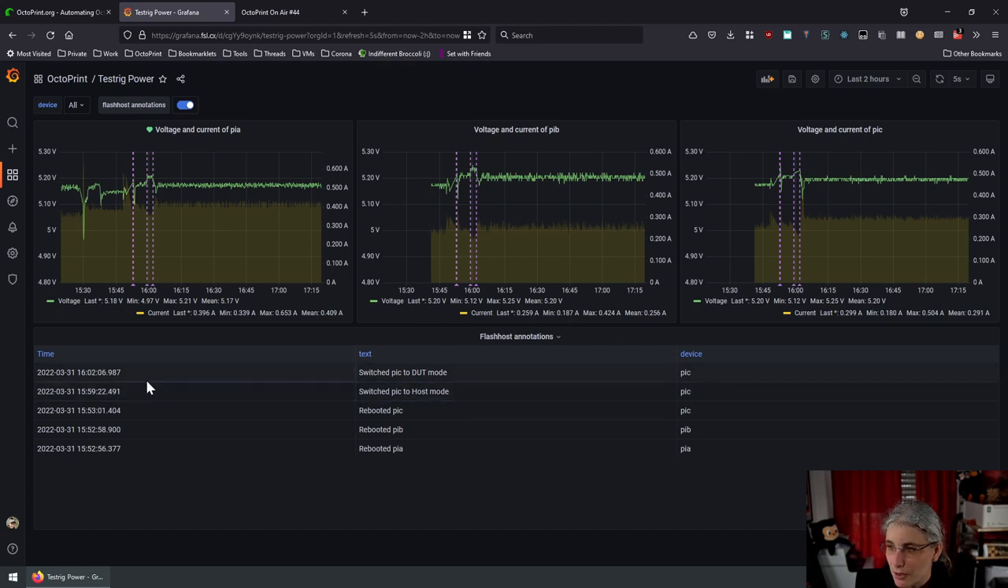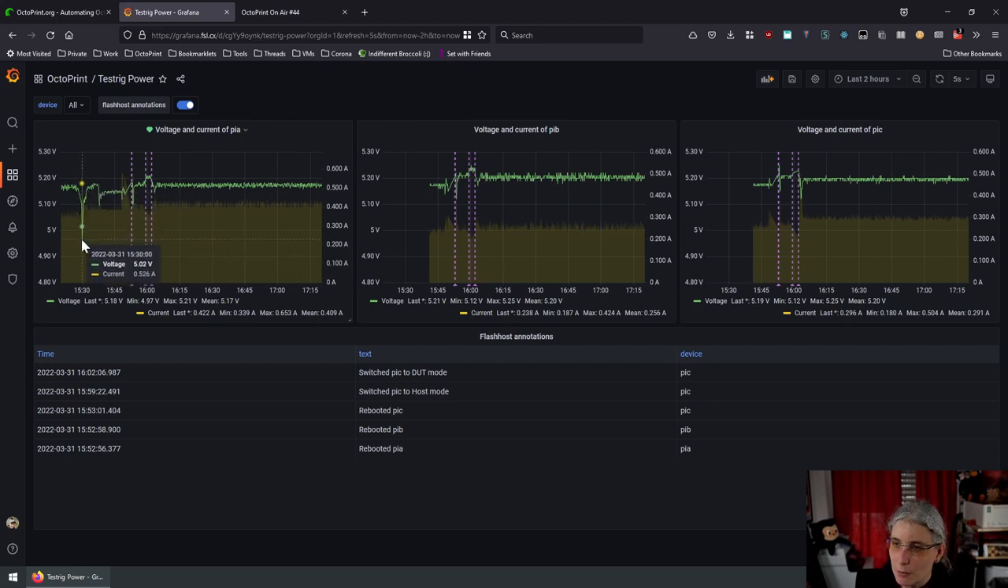I flashed Pi C, which started here when I switched Pi C to host mode, and then when I switched it back to device under test mode, that was the first time it booted after flashing. And so you see, this here is actually the voltage and current of Pi A, and this is the one of Pi B, and both of them experienced some drawdown in the voltage, because of the significant drawdown over here, because the power consumption spiked here. So the current right after boot for that thing jumped up to half an amp. And that also made the voltage drop down a bit, but never below 5.1.